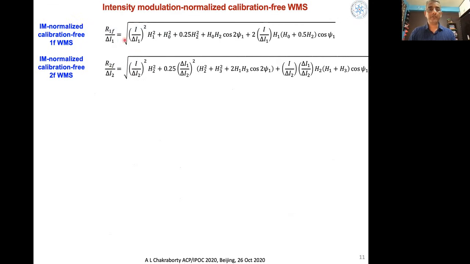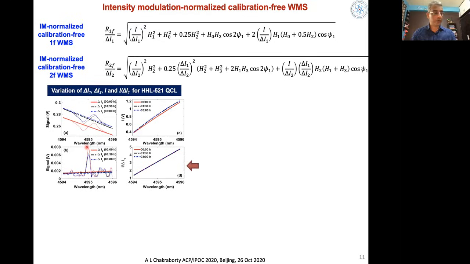The R1F by del I1 has that expression where these ratios appear here and appear there, and the H's, H1, H0, are the Fourier coefficients, which are easy to calculate. So if we do this for a real-life measurement, this was ambient CO and CO2 measurements. You see again the baselines that give you the intensity modulations are also varying quite a bit. The intensities vary.